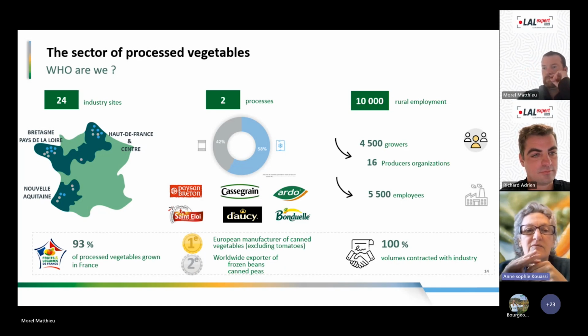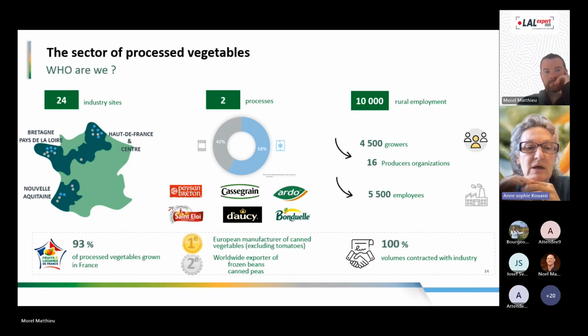We collect the vegetables in two kinds of processes, the canning industry or the freezing industry. Some sites are dedicated to both, and it represents 10,000 rural employments with growers and producer organizations and factory employees. Maybe you know some of the brand names that are presented here, like Bonduelle, Ardo. Maybe you know them.